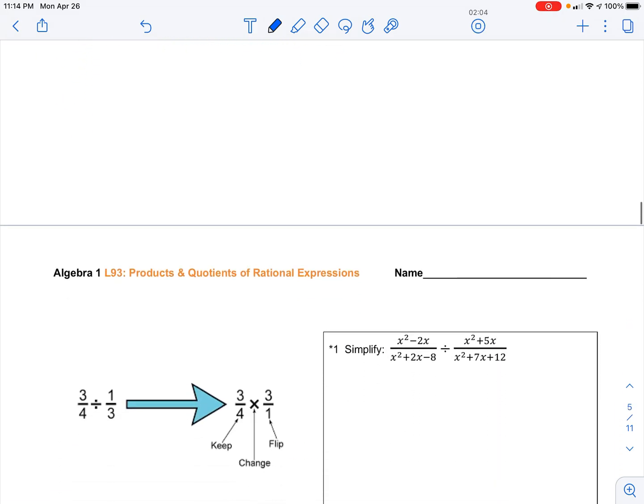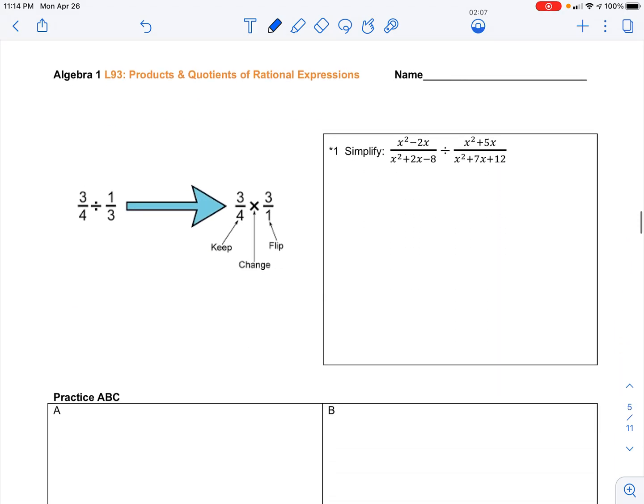Okay, let's go ahead and get on with the lesson here. The title of the lesson today is Products and Quotients of Rational Expressions. This is probably one of my most favorite things to do in algebra.